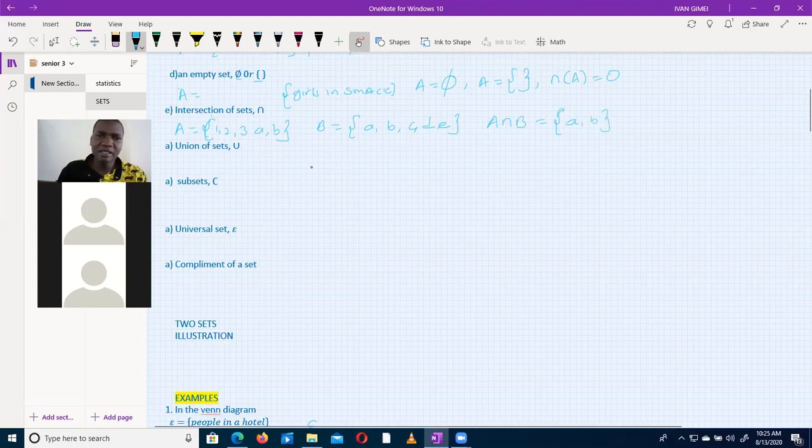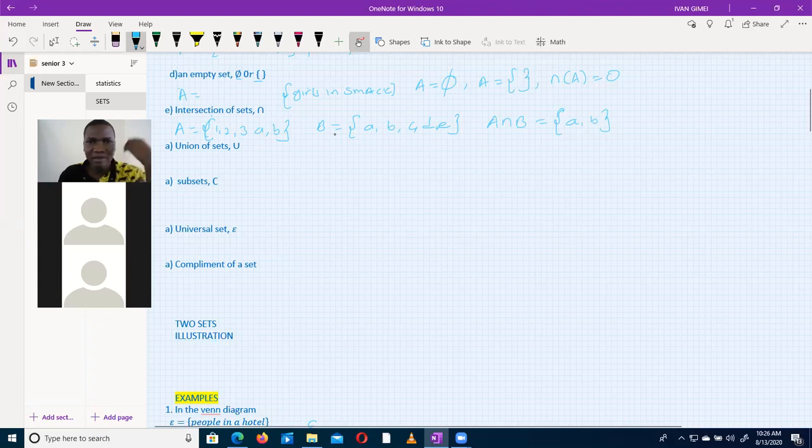Then union of events, union of sets. I'm using union of events because later on in senior 5, when you look at probability, there is something called union of events. So now I'm trying to bring out the two. Union of sets represents all the elements in the sets given.